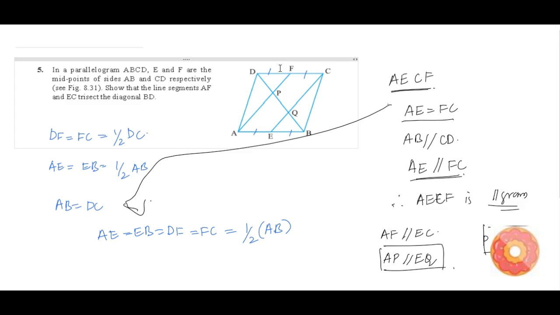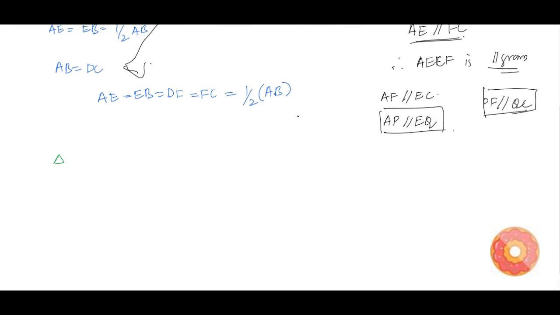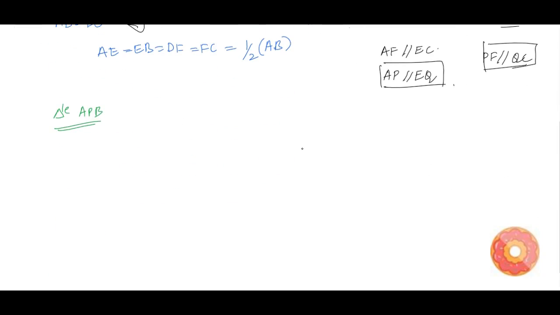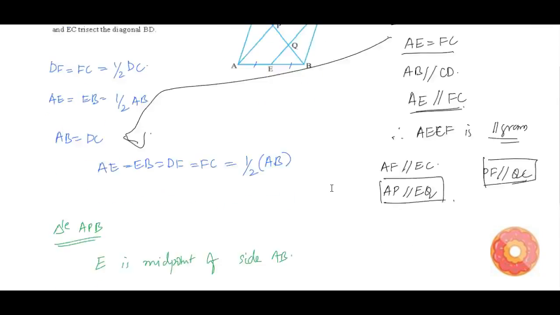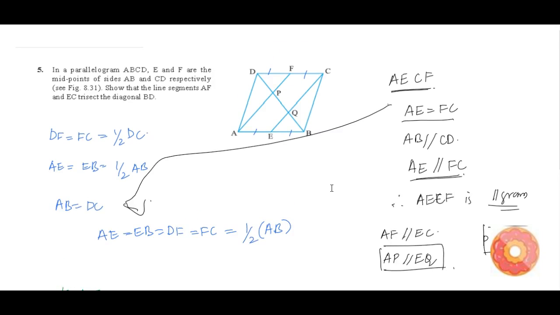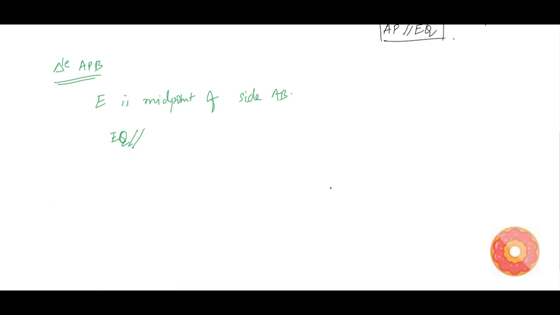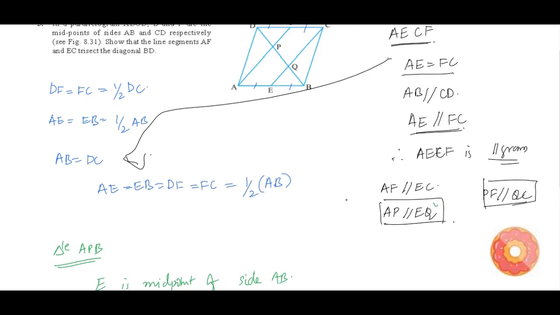Now let us consider the triangle APB. See, in the triangle APB, we know that E is the midpoint of AB, and we also know that EC is parallel to AF, so EQ is parallel to AP. Right? We showed this from this condition. AP is parallel to EQ.